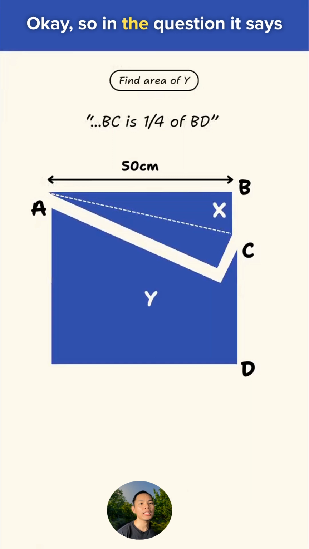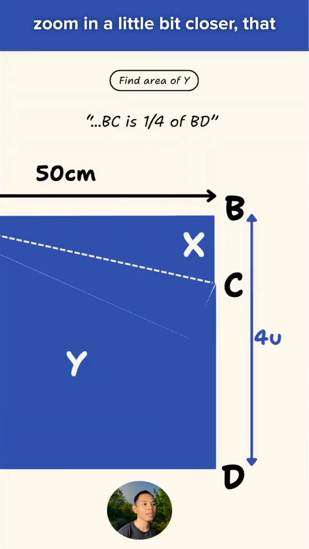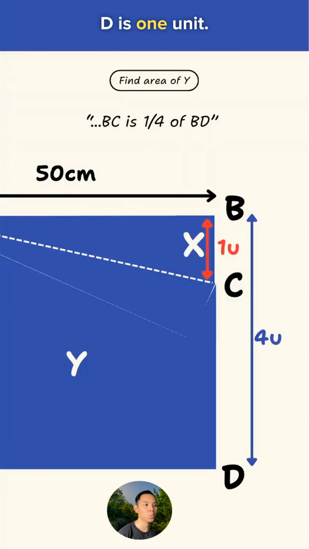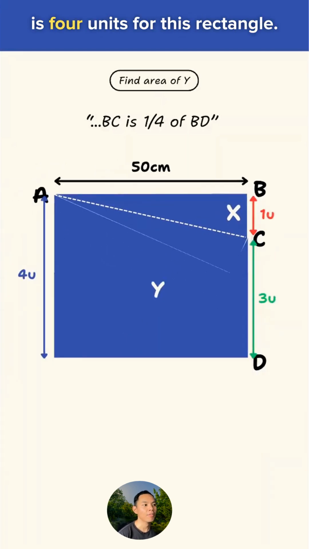Okay, so in the question it says BC is 1/4 of BD. So in this case, if you were to zoom in a little bit closer, that means BD is 4 units and BC is 1 unit. Therefore, what's the length of CD in units? If you guess 3 units, then you are right. So then that means the length is 4 units for this rectangle.